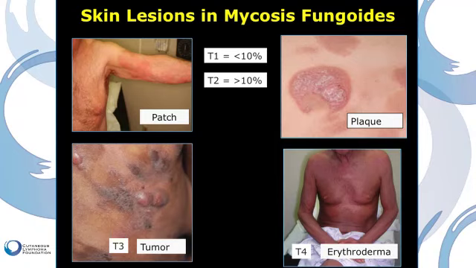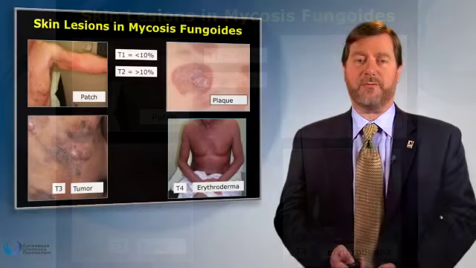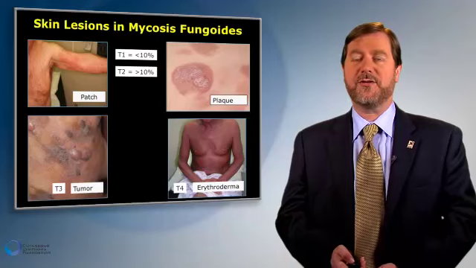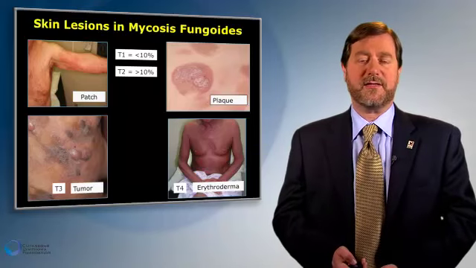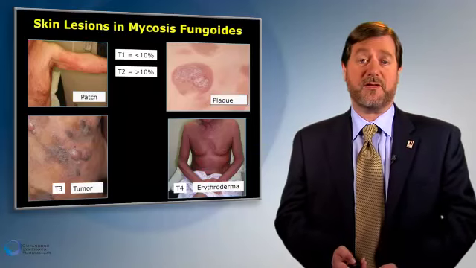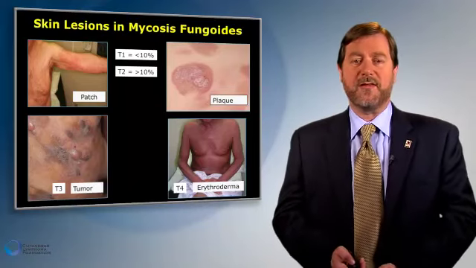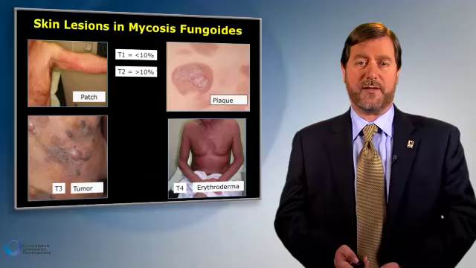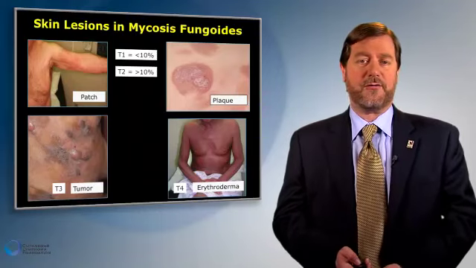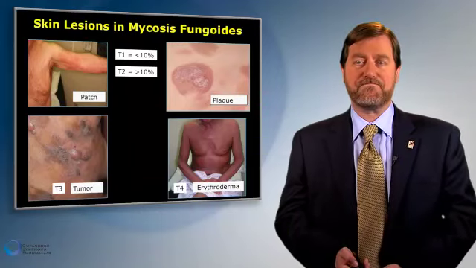This also corresponds to the staging category for the tumor part of the staging classification, with patch and plaque less than 10% of the body surface representing T1. T2 is considered patch and plaque more than 10%. The tumor lesions are classified as T3, and the erythroderma is classified as T4.